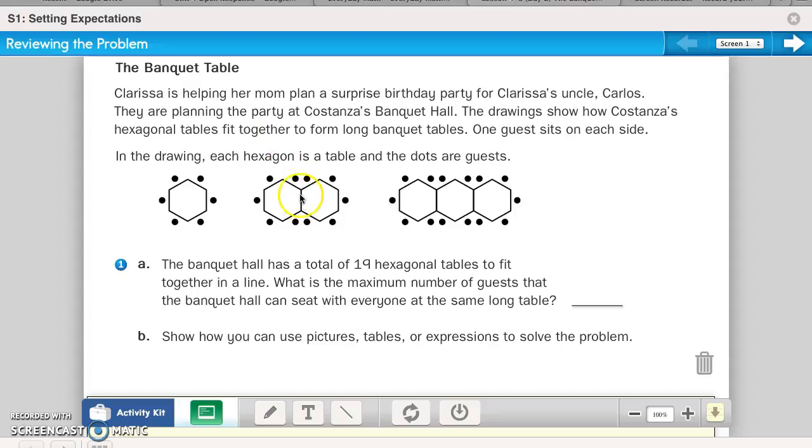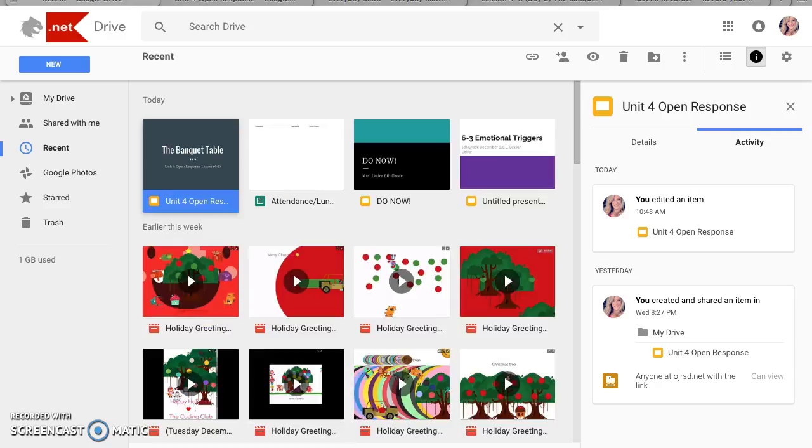You'll notice that when I put two tables together, I lose 1 seat on each table, 2 seats total. Here you actually lose 1, 2, 3, 4 individuals in that configuration. So it's really dependent on how many tables are put together. What you want to pay attention to is zooming in on the picture and noticing how many people can sit at each table no matter how many I place together. So I'm going to jump over to a Google Slides presentation that I made for you. Sorry about that, let me open it up.